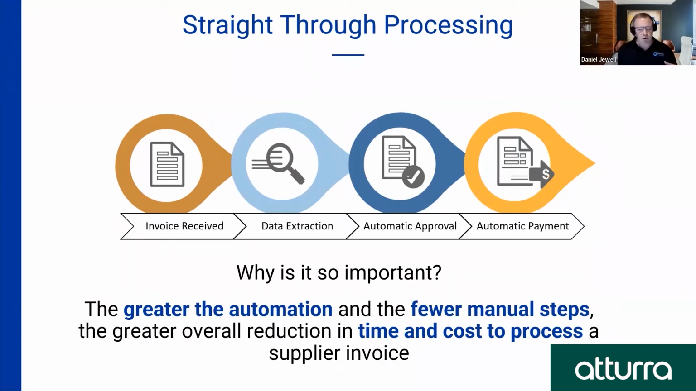And now considering the new requirements around mandatory payment time reporting, streamlining your vendor payment cycle is more important than ever. So aiming for straight through processing is important, as the greater the automation and the fewer the manual steps, the greater the overall reduction in time and cost to process a supplier invoice. So that effectively is what we're here to talk about today: how the new OpenText Intelligent Capture for SAP plays a really key role in improving your straight-through processing.